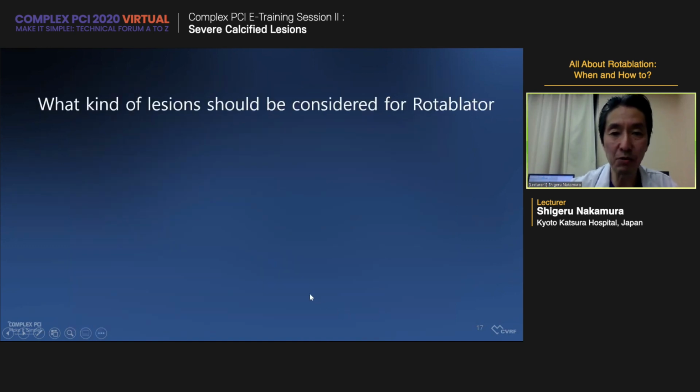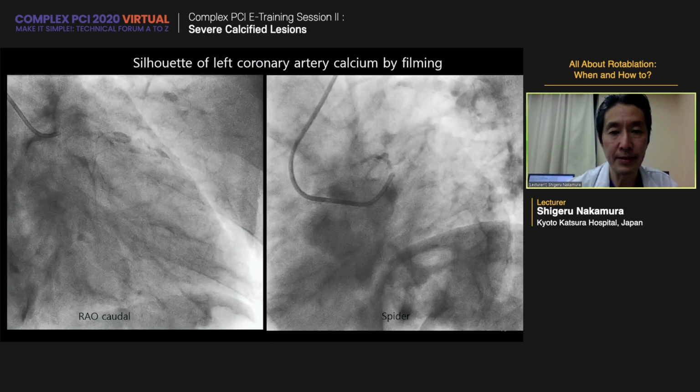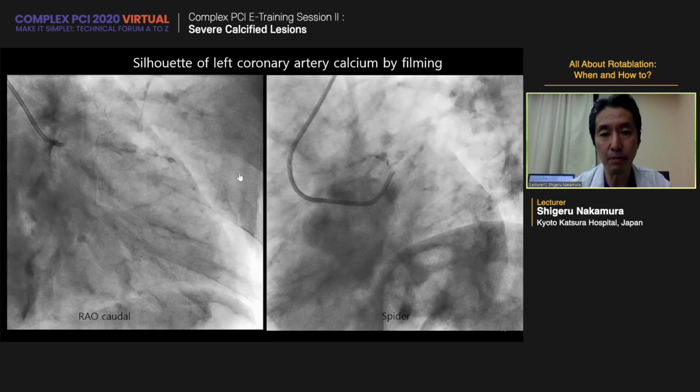So what kind of lesions should be considered for rotablation? This is a calcification clearly seen by fluoroscopy. This is a silhouette of left coronary artery calcium by filming.